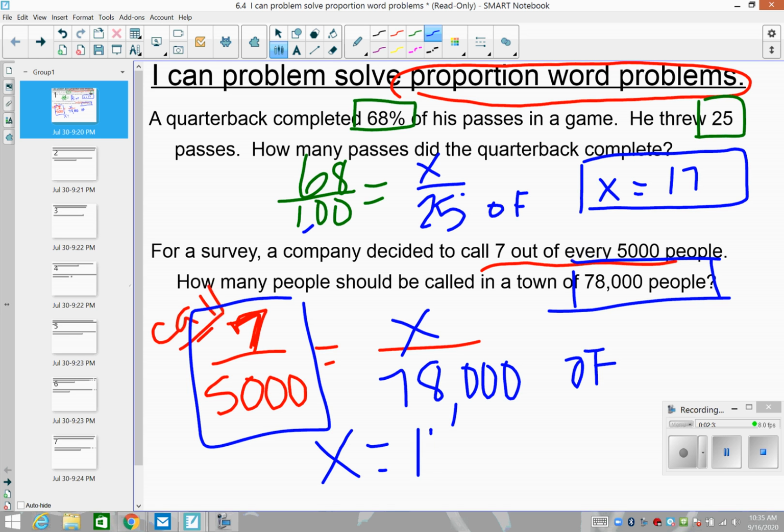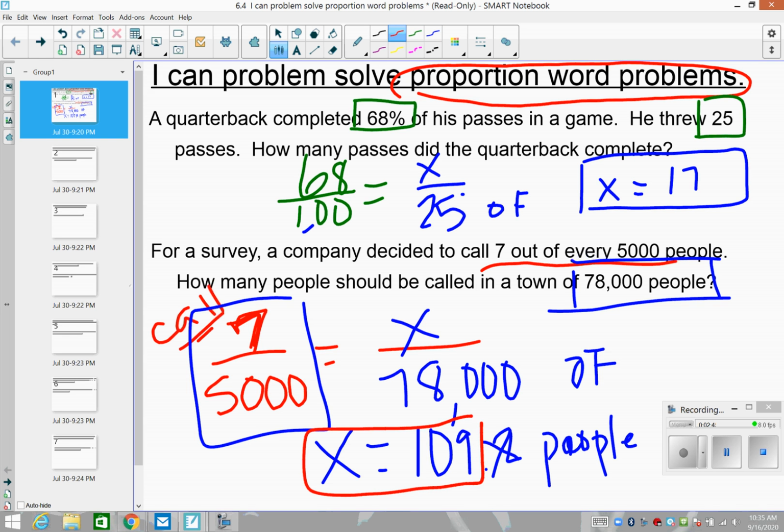And I'm coming up with 109.2 people. Now just processing that for a minute, is it possible to call 0.2 people? Not really. We can't really call a fraction of people. So we're going to just estimate that we should call 109 people.